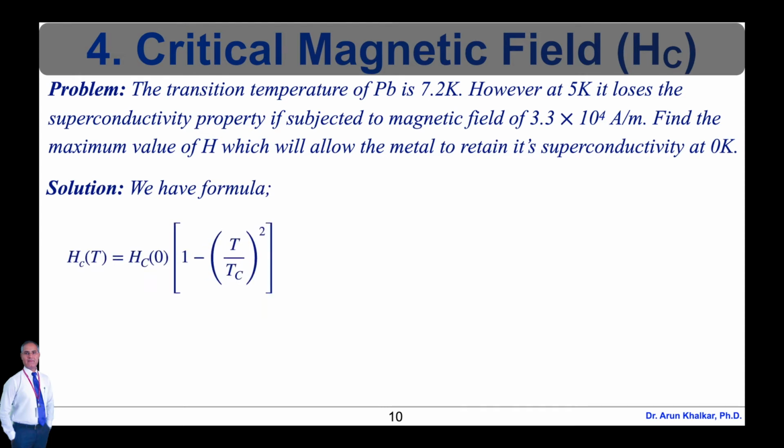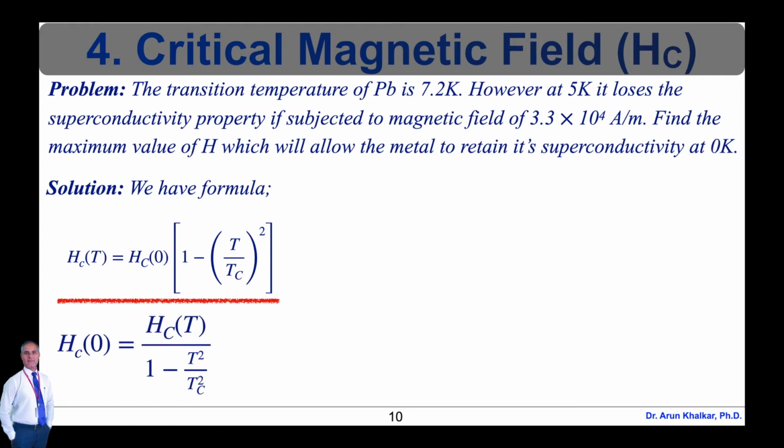We have the formula HC(T) is equal to HC0 times bracket 1 minus (T upon TC) whole squared. So rearranging this equation, we can write HC0 is equal to HC(T) upon 1 minus T squared upon TC squared. Therefore, by simply putting the values in this formula, HC0 is equal to HC(T), given as 3.3 into 10 raised to 4 ampere per meter, divided by 1 minus, first temperature is 5 Kelvin and second one, that is critical one, Tc is given as 7.2.